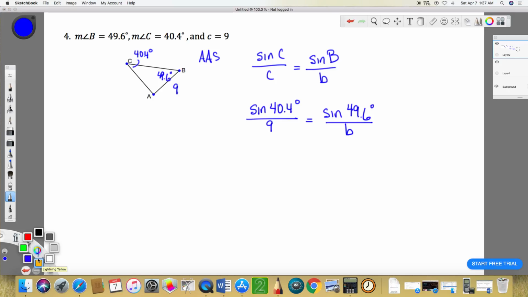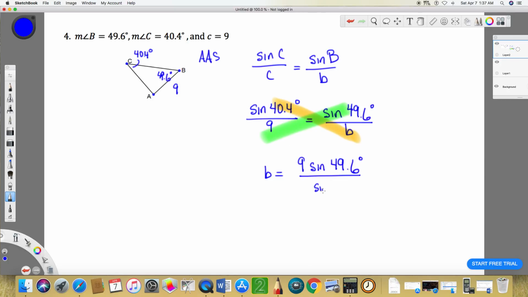We're going to cross multiply and set these products equal to each other. So along the green diagonal, we have 9 times the sine of 49.6 equals b times the sine of 40.4, but I'm immediately going to divide by the sine of 40.4 to get the b by itself.